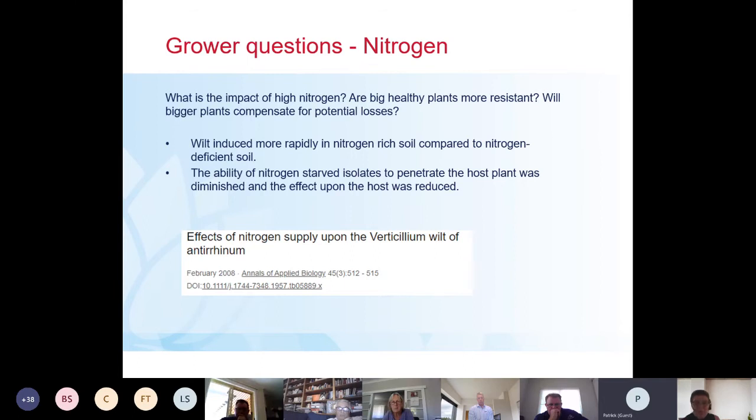Here's another reference that you might be interested in reading, the effects of nitrogen supply. This is not in cotton, but the microsclerotia develop and behave very similarly across many hosts.